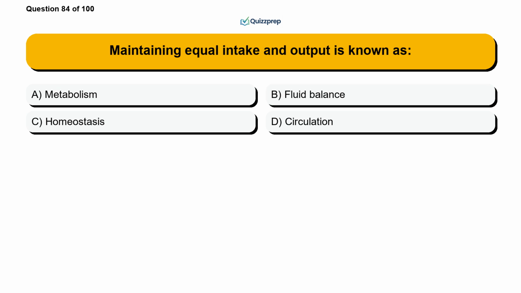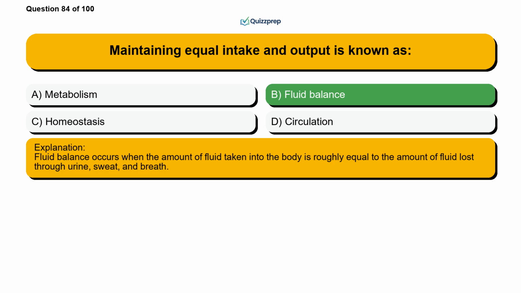Question 84. Maintaining equal intake and output is known as: option A, metabolism. Option B, fluid balance. Option C, homeostasis. Option D, circulation. The correct answer is option B, fluid balance. Fluid balance occurs when the amount of fluid taken into the body is roughly equal to the amount of fluid lost through urine, sweat, and breath.